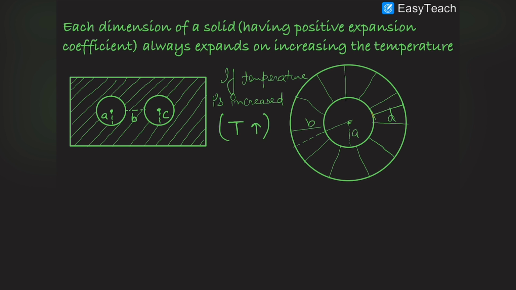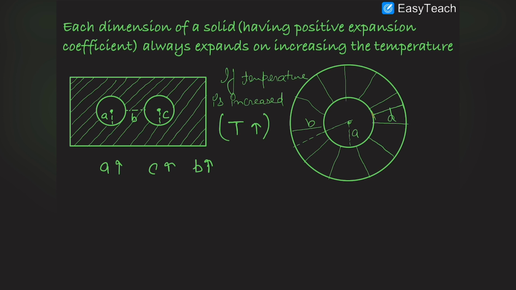Obviously we are referring to a solid whose coefficient of expansion is positive. So in thermal expansion, if we increase the temperature, each dimension of the solid will increase only. Which means that A will increase, C will increase and B will also increase. A and B will increase in such a way, and this sheet will expand in such a way, that these edges will go far away from each other, and therefore B will increase.